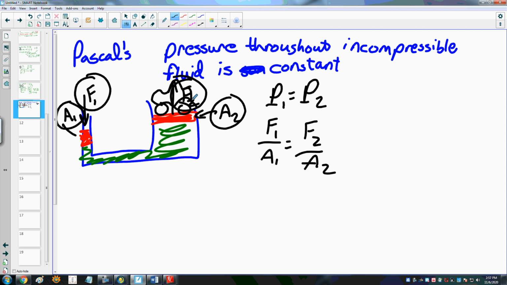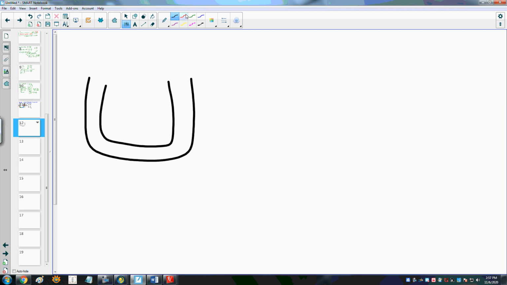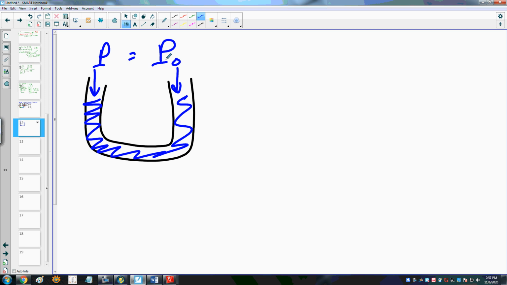So that's Pascal's principle. You also need to know how to do a manometer and a barometer in pressure measurements. A manometer looks like this. We have a tube that's open at both ends. It is filled with some liquid. If the surface of the liquid is equal, that means that P is equal to P naught.